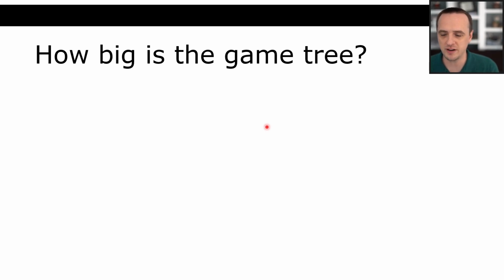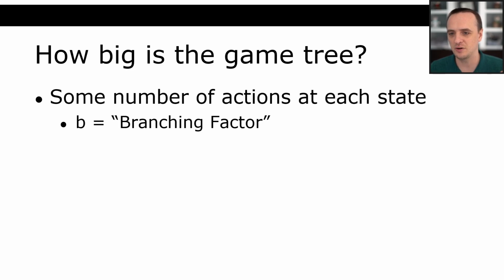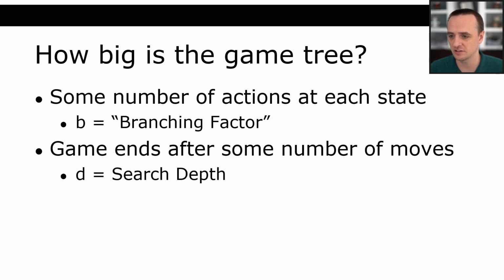And we've already kind of answered this question in the game. And it turns out that the game tree is just really big. So we have some number of actions possible at each state. That's called the branching factor. And the game is going to end after some number of moves. And so the size of the game tree is b, the branching factor, to the power of the depth, right?